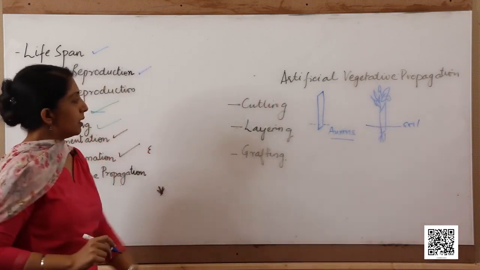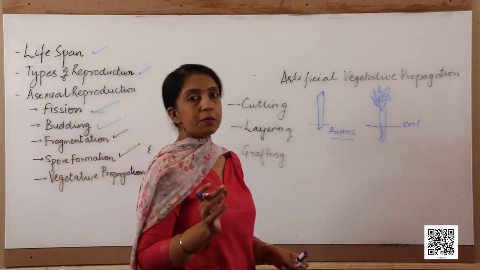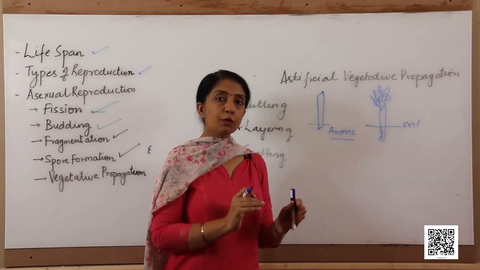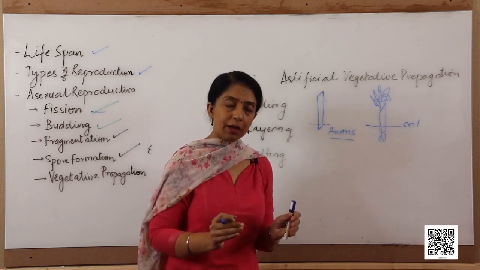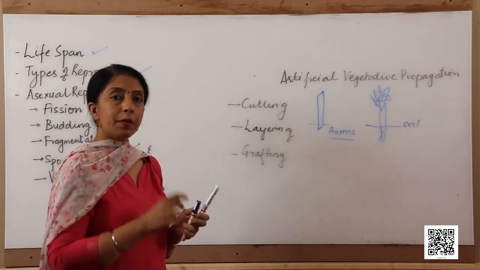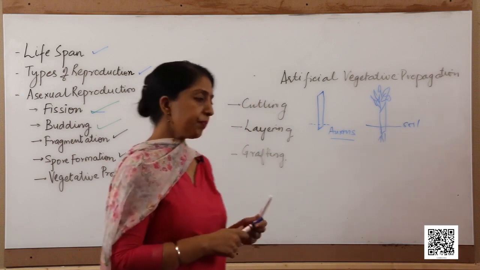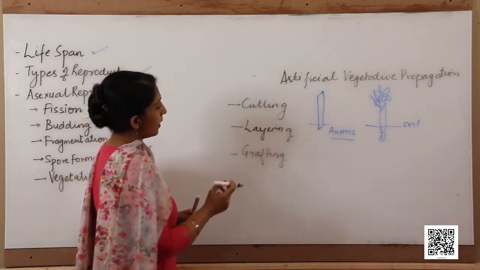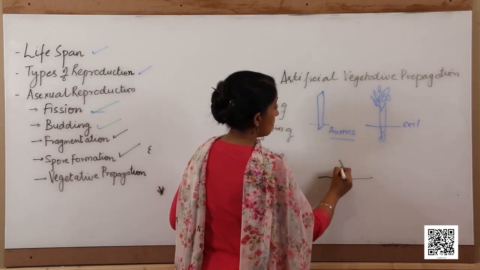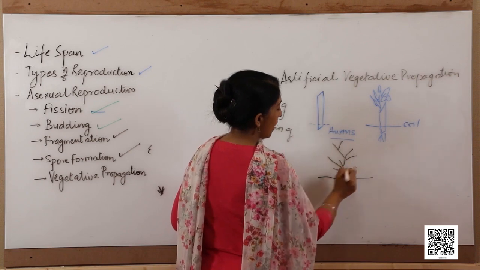The second method is that of layering. Layering can be of two types. One, the layering is done at the soil using the basal branch of a plant. Another type of layering is done in the air, and basically that is done in the larger trees. So what happens in layering? For example, we have usually done it in jasmine plants. So we have a plant growing.